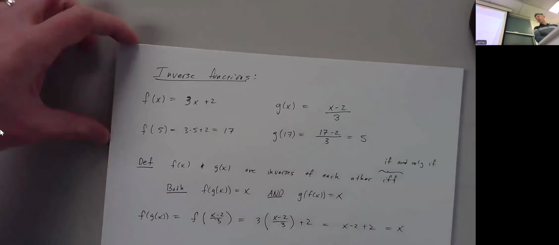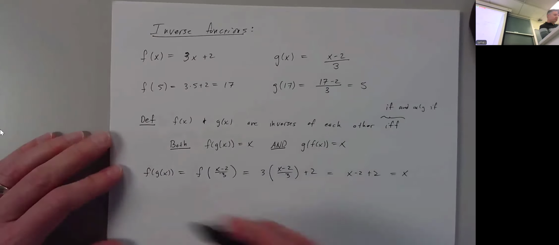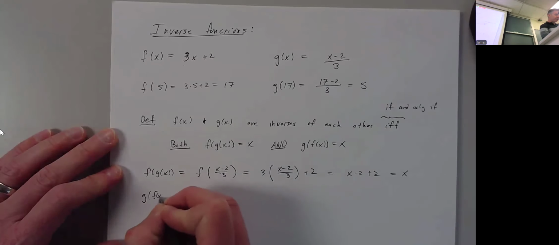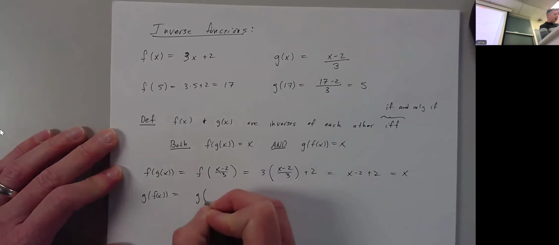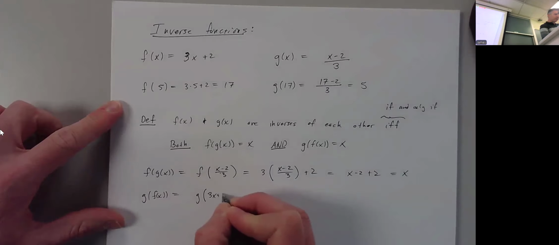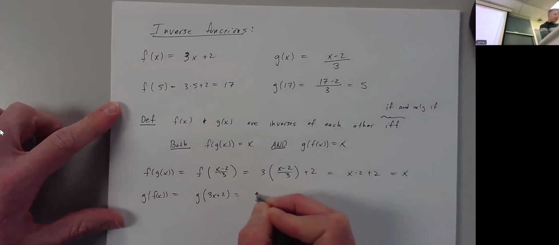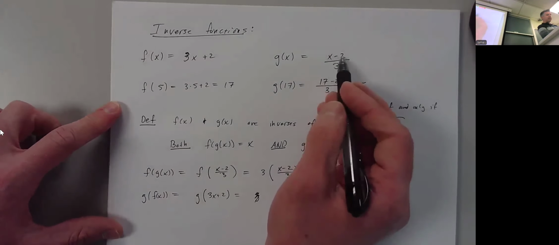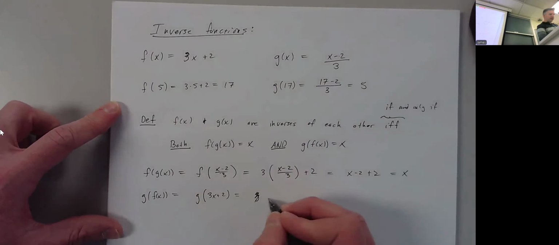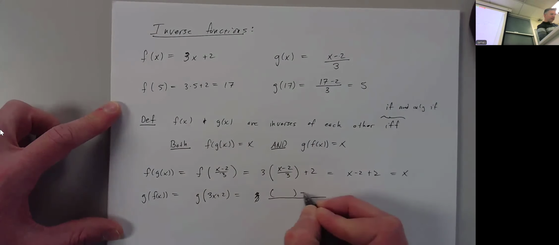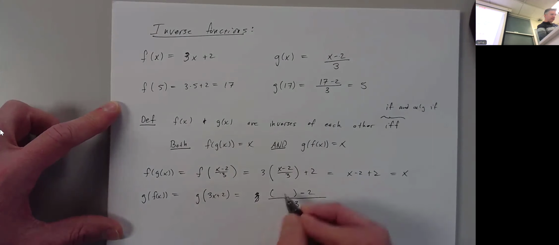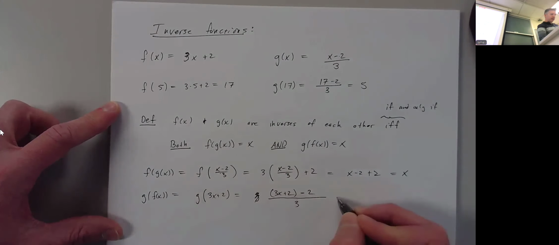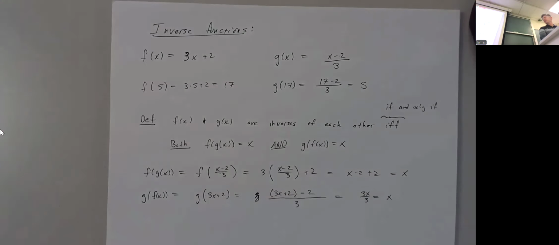But I only checked one direction, so I should check the other direction. So g of f of x is equal to g of 3x plus 2. That's equal to g. So g is x minus 2 over 3. So g of some stuff is the stuff minus 2 over 3. And I'm just going to plug in what's in the parentheses there. And get 2 minus 2 is 0. So 3x divided by 3. And then 3 divided by 3 is 1. So I get 1x, which is just x. Check. It works. They're inverses.